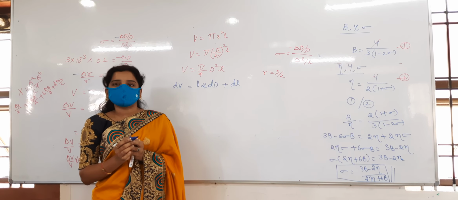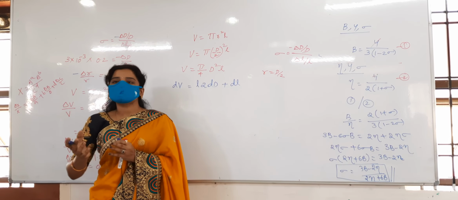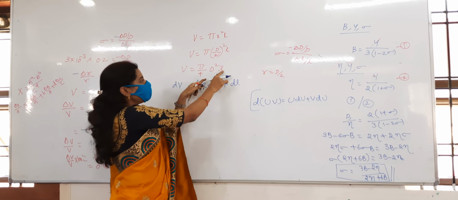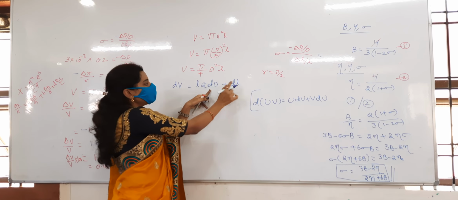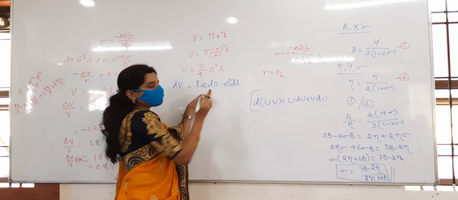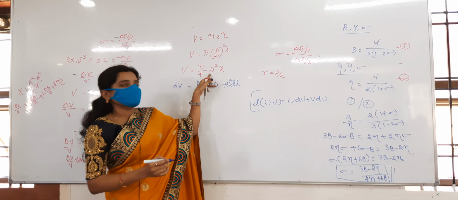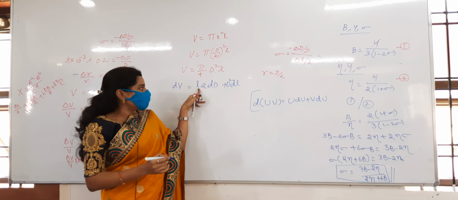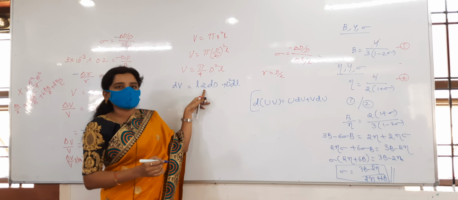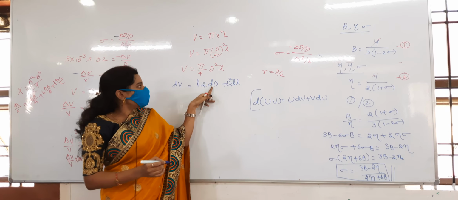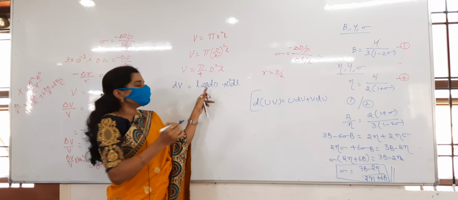Differentiation of U into V formula: d of U into V is equal to U into dV plus V into dU. That is what I am doing here. So V into dU I have done. Then what will come here? D square into dl. Correct? V is L, which is constant, and U is D square. D square, nothing but what will we get here? 2 into dd, 2d dd, right? Yes, 2d and then dd.